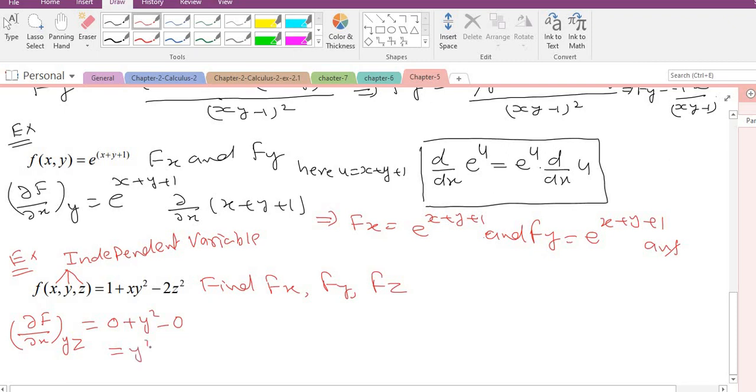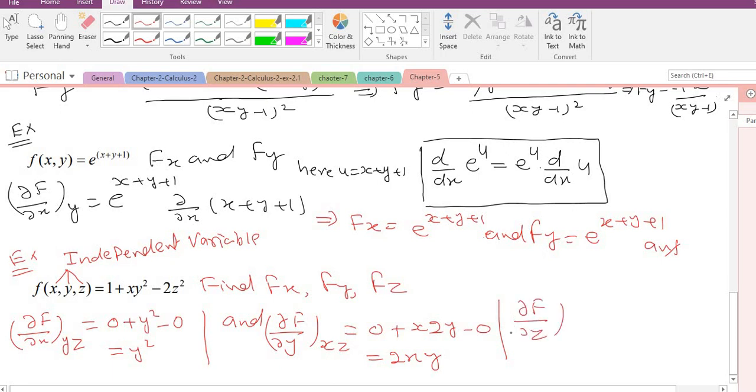So total answer is del f of x is this one, and del f of y, now x and z are constant. So del y of 1 is 0, plus x is constant, and then del y of y^2 is 2y, and this is also constant. So total is 2xy, and finally del f del z. Del f del z means x and y constant. So 1 constant, xy constant, minus 2z^2, that means 4z. So total is -4z.